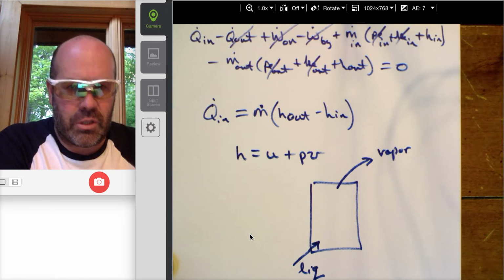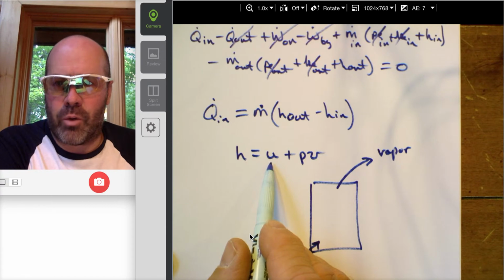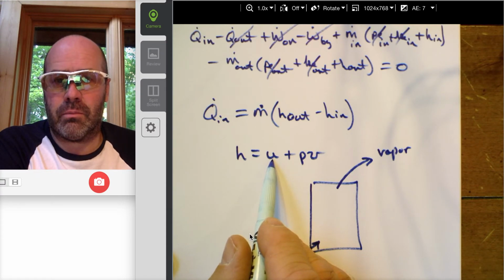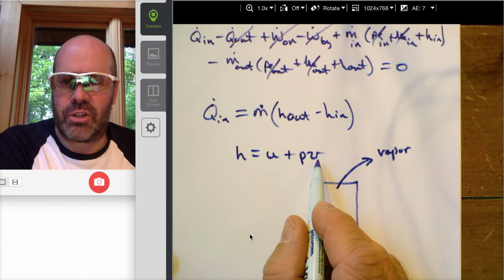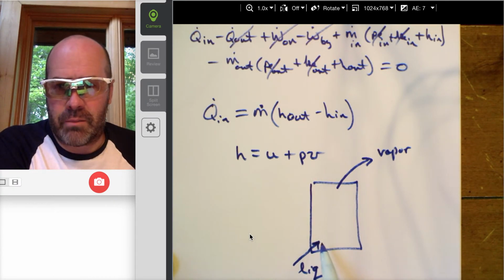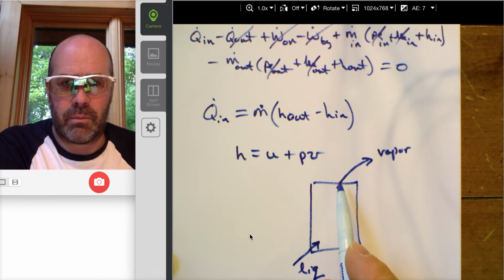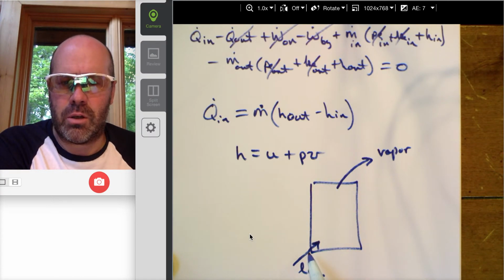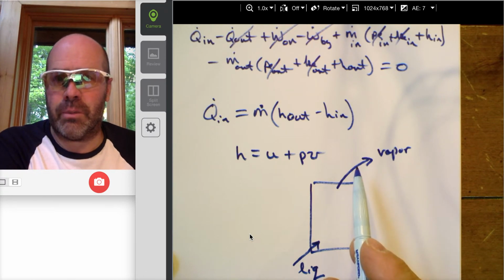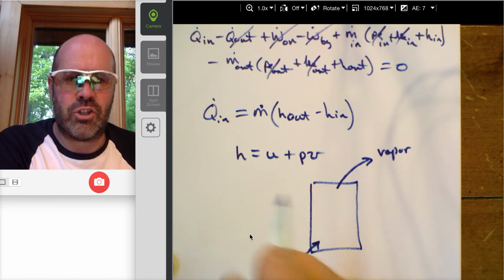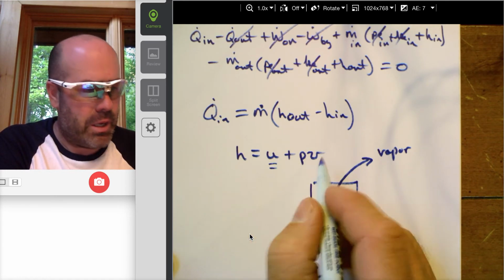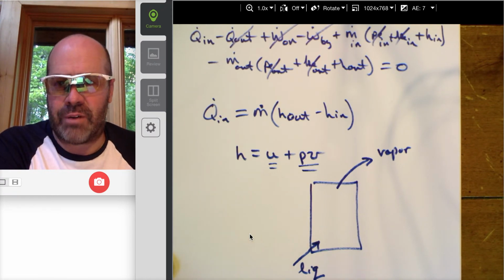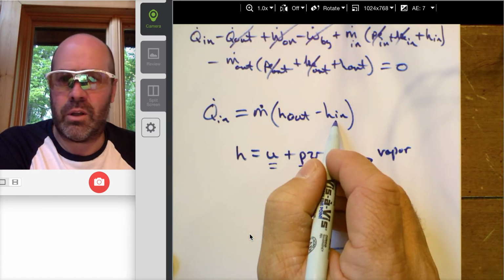You ask yourself the question, is U changing? Are the molecules moving faster or do they have more energy? And the answer to that is yes. Then you say, are P and V changing? Well, we haven't talked much about it yet, but P doesn't change a whole lot in a boiler. But does V? Does the specific volume change in a boiler? Yeah, it goes from a liquid to a vapor. So it's not just the internal energy that's changing in a boiler, it's also the flow work, the PV. They are changing. So in a boiler, or any place you have a phase change, it is very important that we use H.